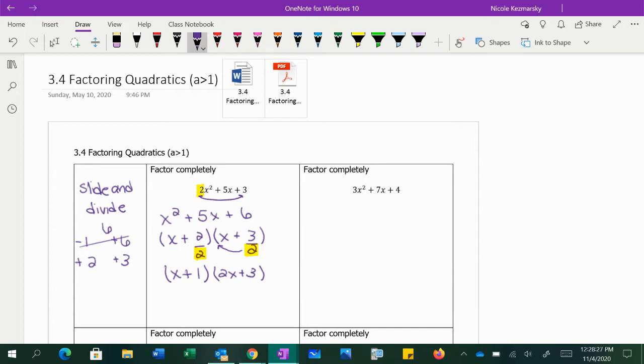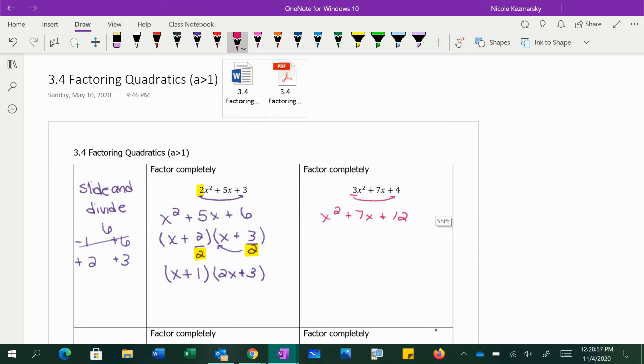Let's try another example. Remember that GCFs are always a possibility when working these problems, so you always have to check first for a GCF. So if I look at 3, 7, and 4, I don't see a GCF. I also don't see a GCF with the x's. So that means I can go ahead and move on to slide and divide. So I'm going to slide the 3, and that's going to give me x squared plus 7x plus 12.